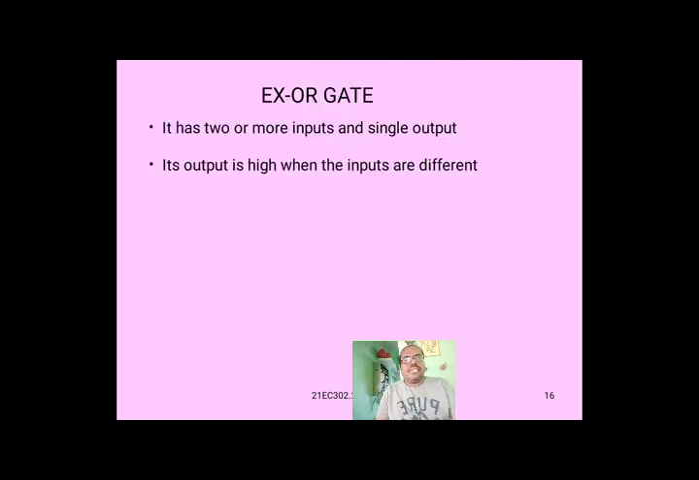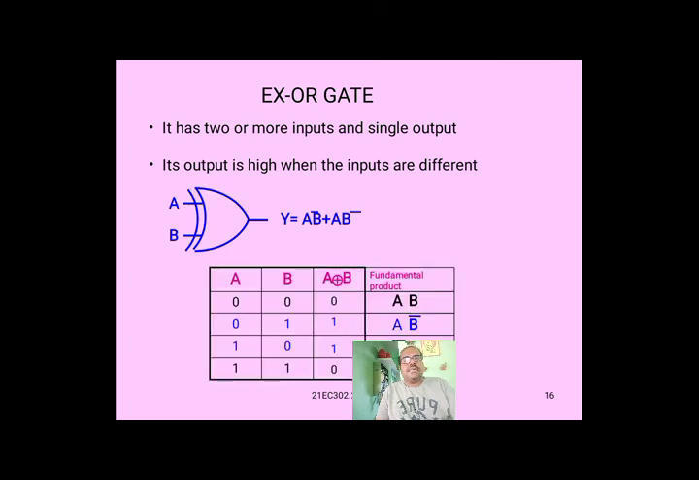Now XOR gate. It has two or more inputs and a single output. Its output is high when the inputs are different. Here the XOR gate has two inputs and only one single output. Inputs are A, B and output Y equals A B bar plus A bar B.